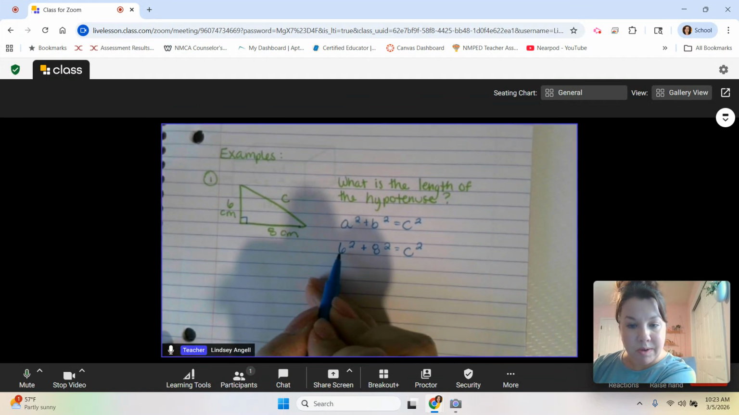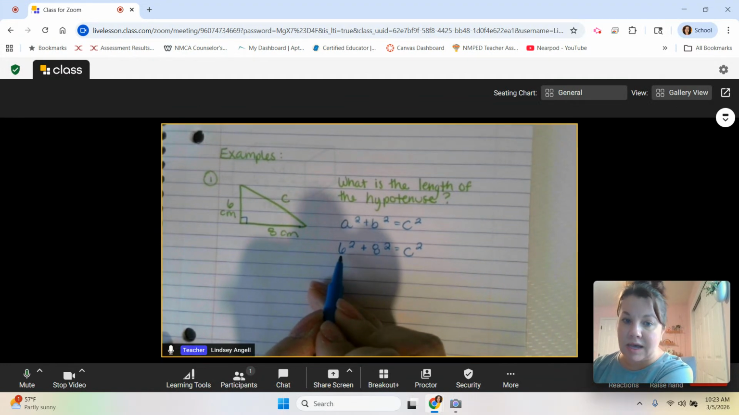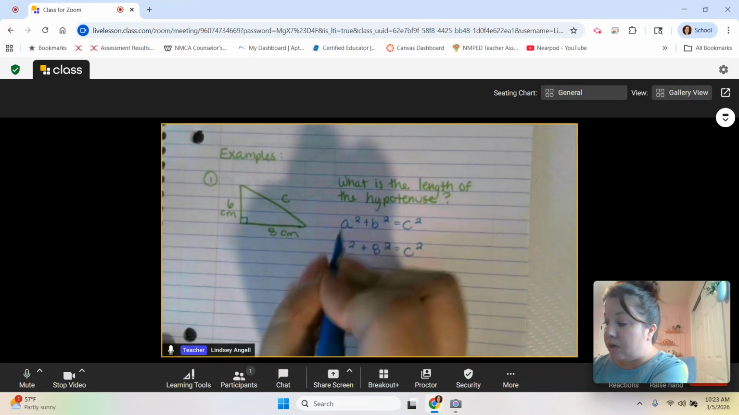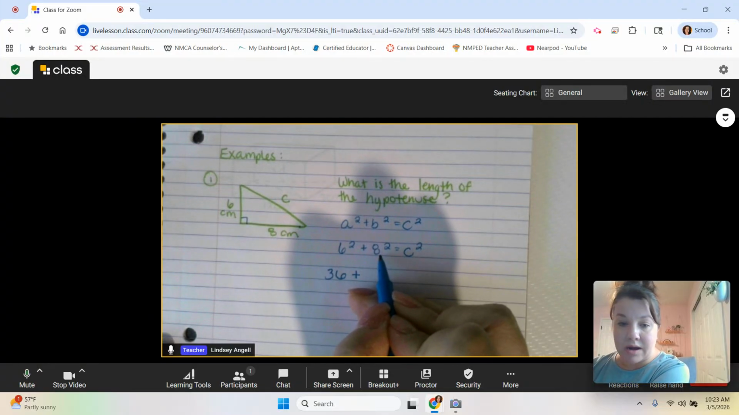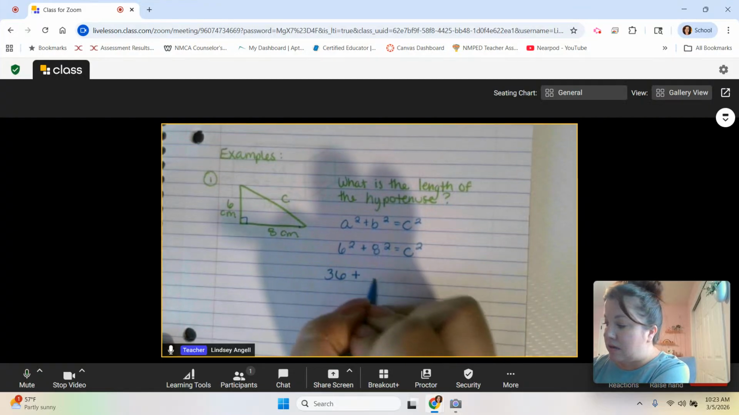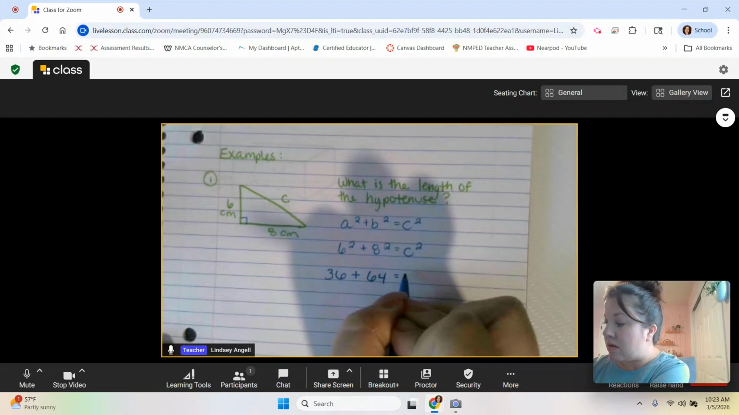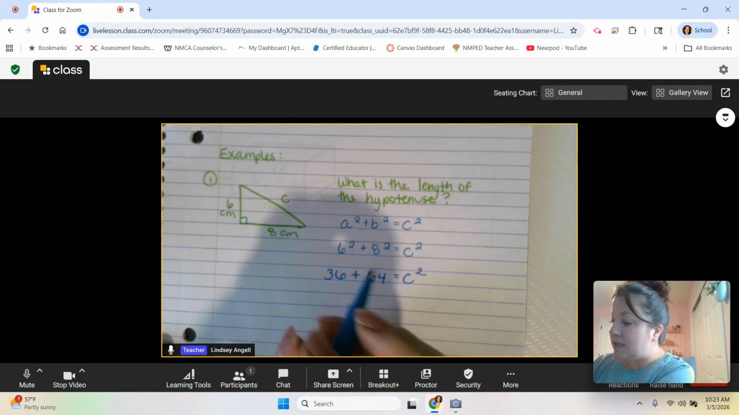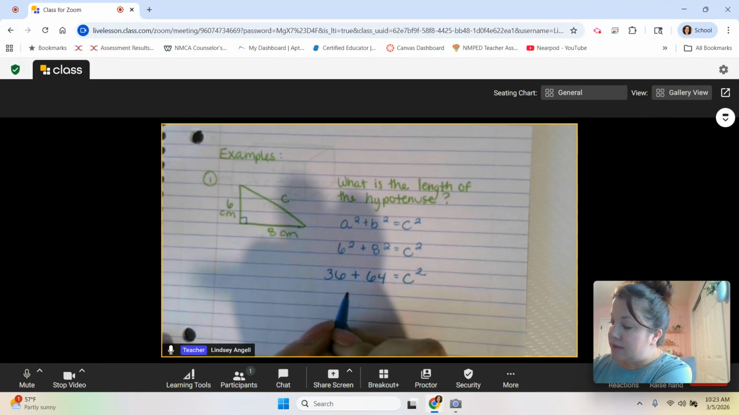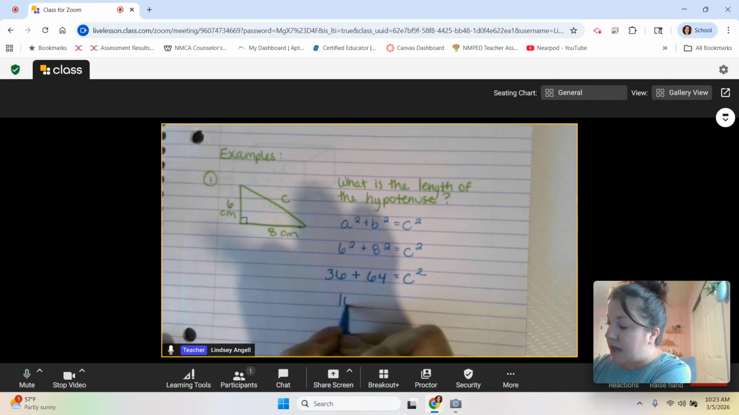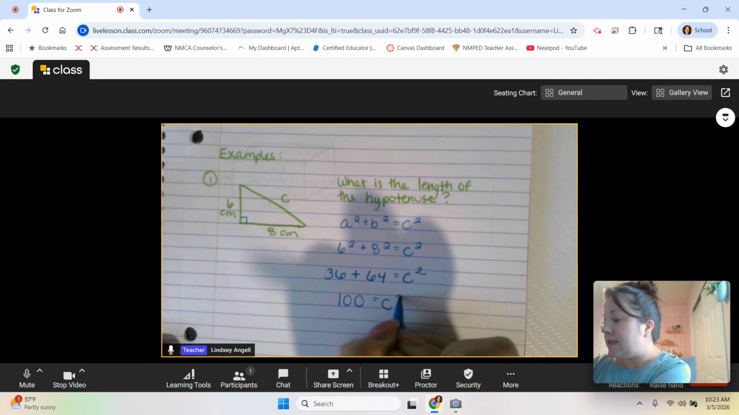Well, remember, when you square a number, that's like multiplying it by itself. So 6 squared is the same thing as 6 times 6, which is 36. Plus 8 squared, which is like 8 times 8, which is 64. And that gives us c squared. Next, we'll add them together. 36 plus 64 gives us 100. So 100 is equal to c squared.